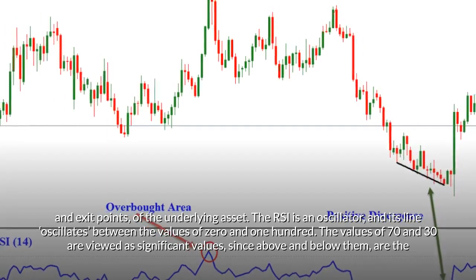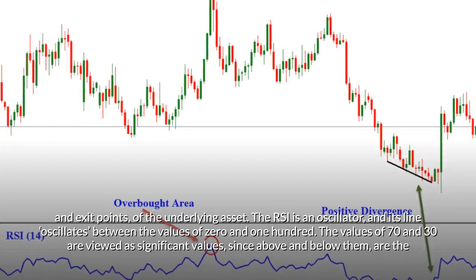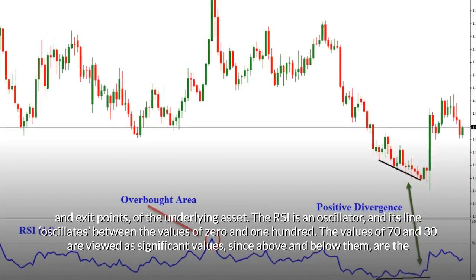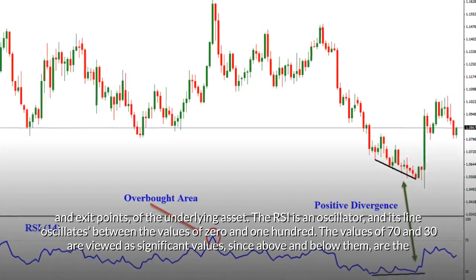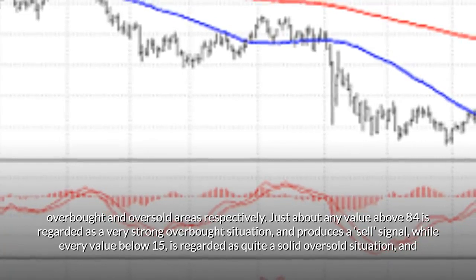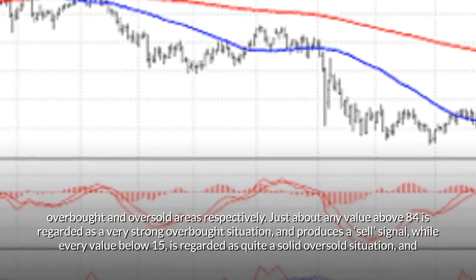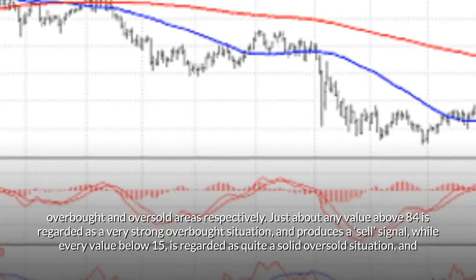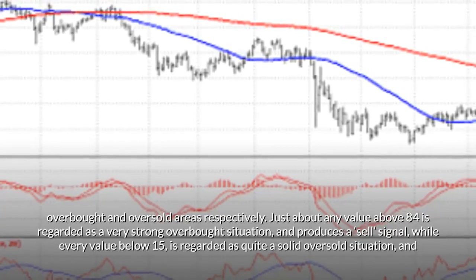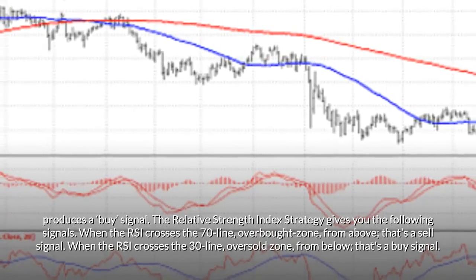The RSI is an oscillator, and its line oscillates between the values of 0 and 100. The values of 70 and 30 are viewed as significant values, since above and below them are the overbought and oversold areas respectively. Just about any value above 84 is regarded as a very strong overbought situation, and produces a sell signal, while every value below 15 is regarded as quite a solid oversold situation, and produces a buy signal.